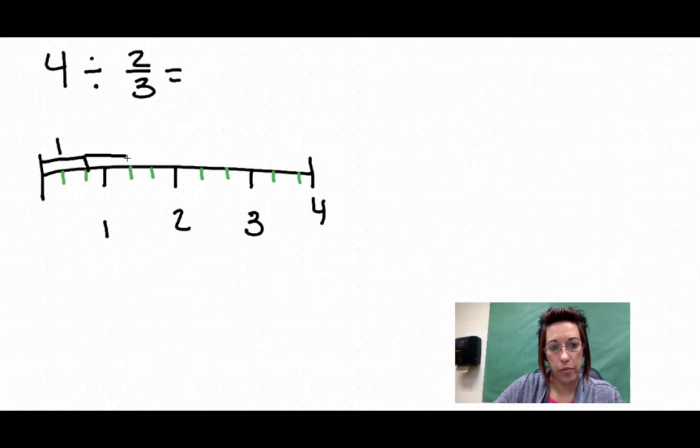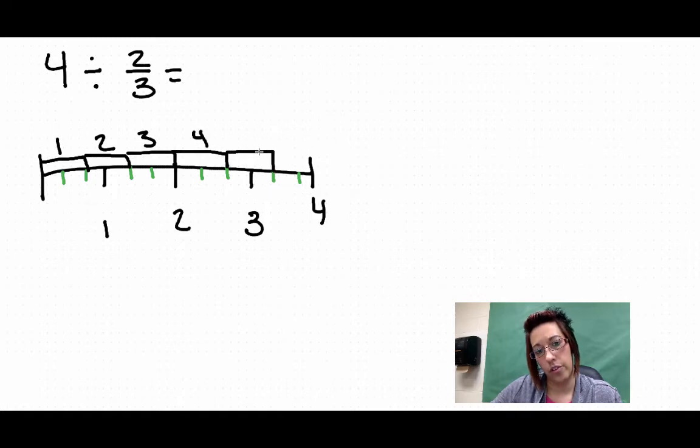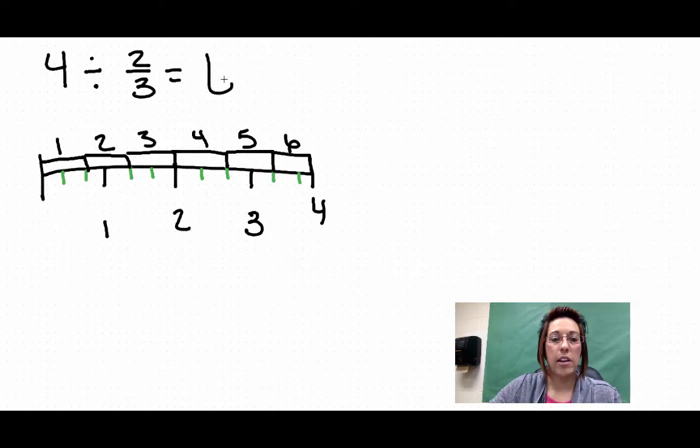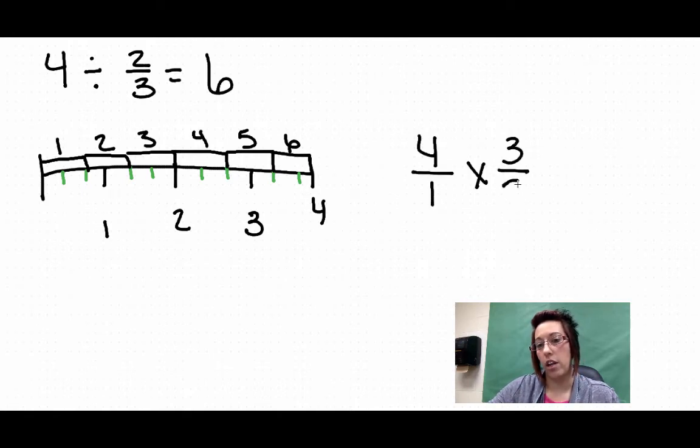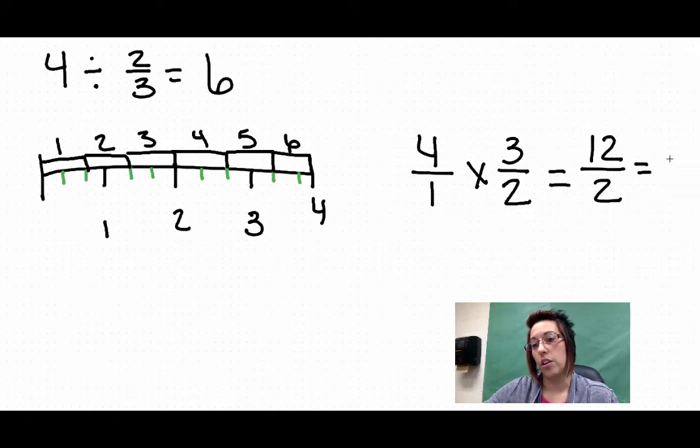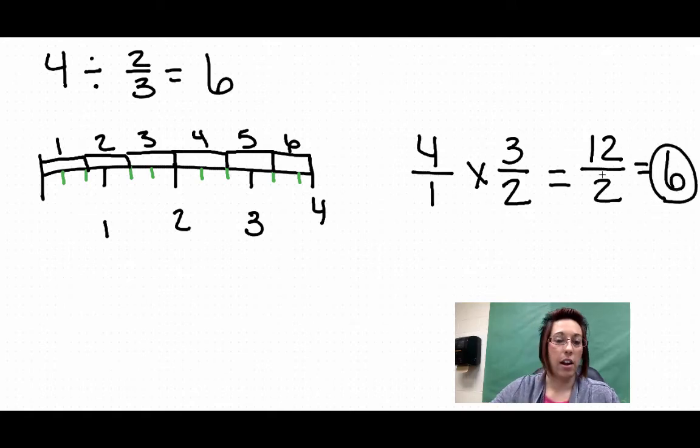1 group, 2, 3, 4, 5, 6. So my answer to 4 divided by 2/3 should be the whole number 6. When I do the algorithm, I do 4 multiply 3 halves equals 4 times 3 is 12. 1 times 2 is 2 equals 6. And I am right on with that one.